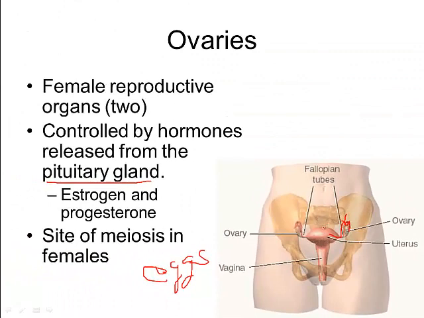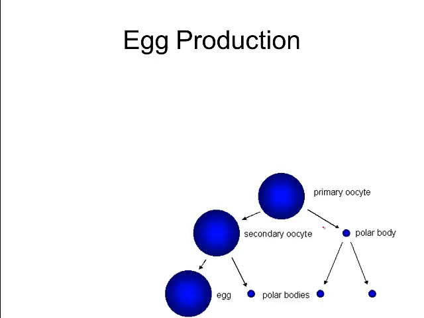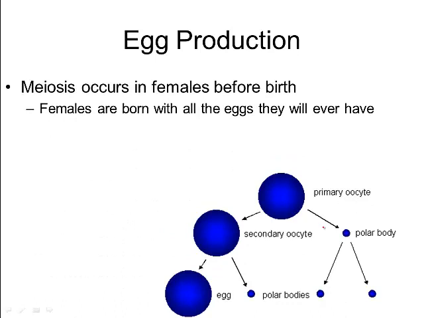The formation of eggs is a little bit different than the formation of sperm, and it's a kind of variation on meiosis. So first of all, the meiosis that's going to happen in a female actually happens before birth. So you are born with all of the eggs that you're ever going to have if you're a female. So you have all the eggs that you're going to have at the time of your birth. Those eggs, however, are not fully formed yet. They're in the process of being formed.